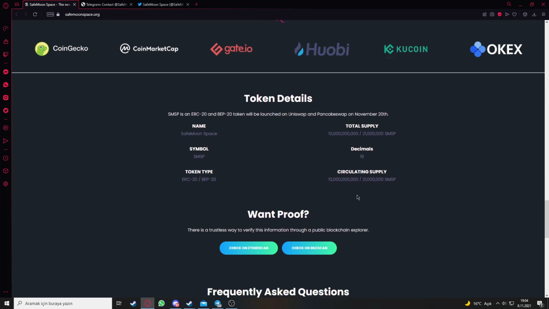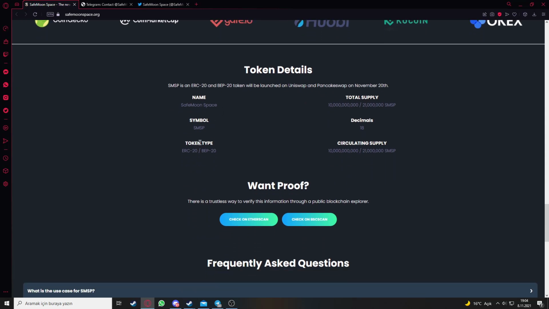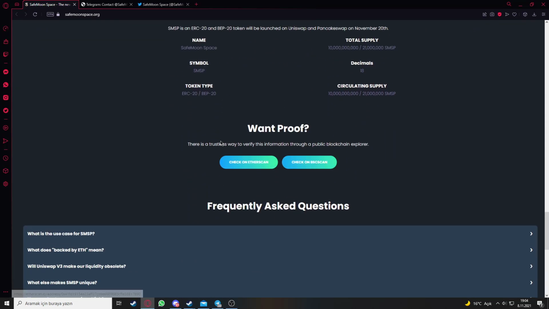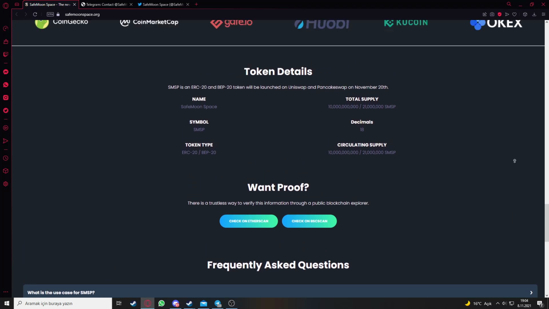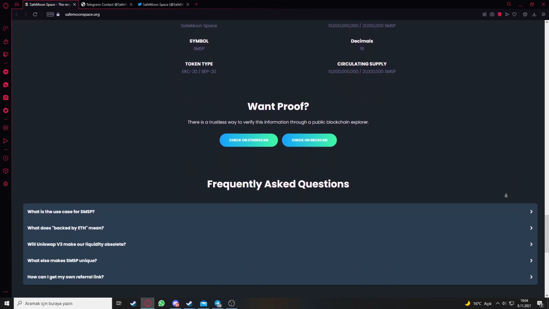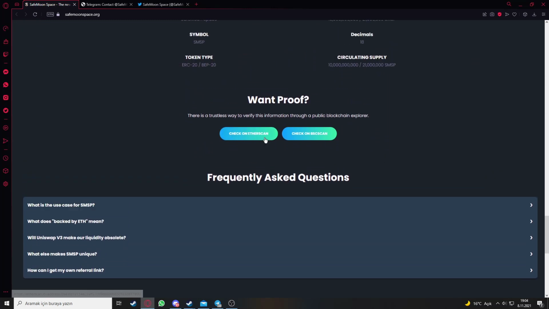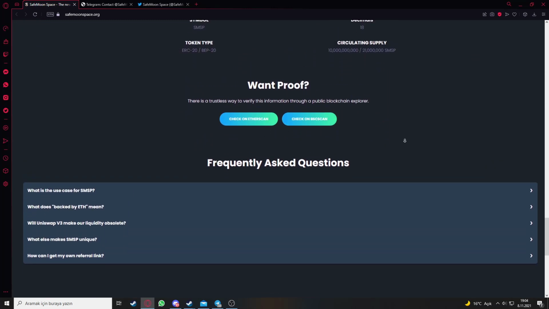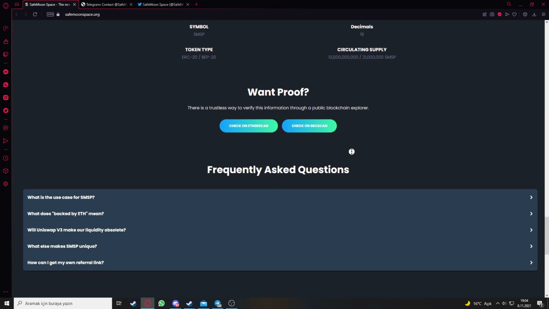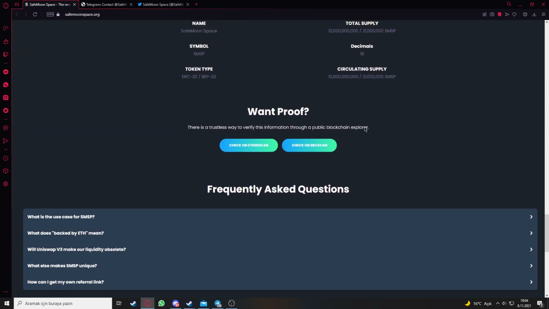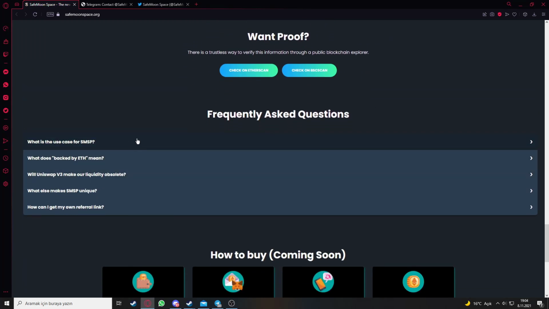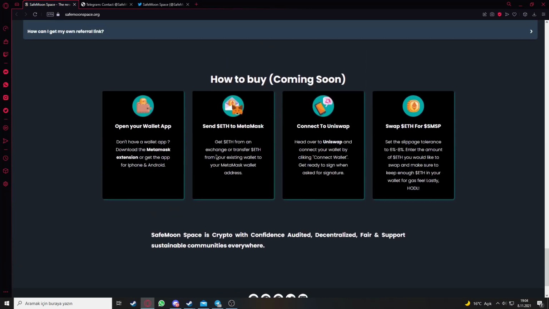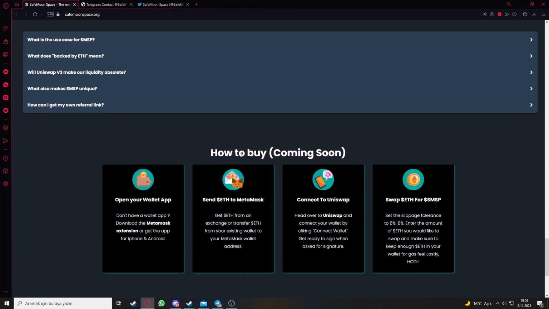Here is a huge benefit of it. Here is the circulating supply and symbol of it. Next is the proof, the trust in the project, like what has been done so far, as you can see there, like the audit scan and the PSC scan. Here are the frequently asked questions, where you can search for an answer to your question, guys. Here is the question of what the use case for SMSP is, and the questions go on from there.